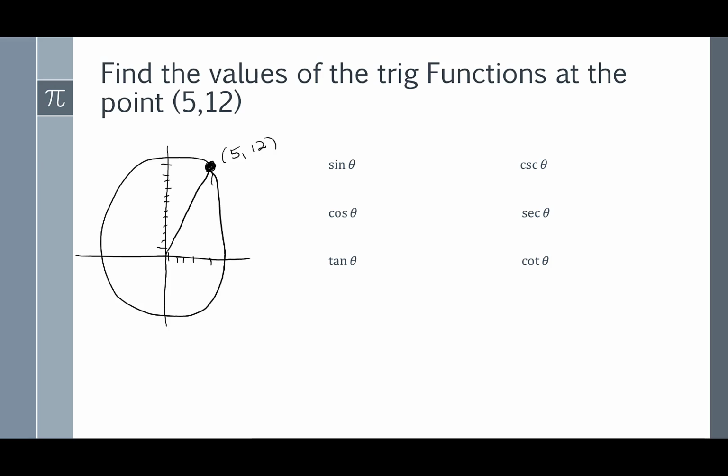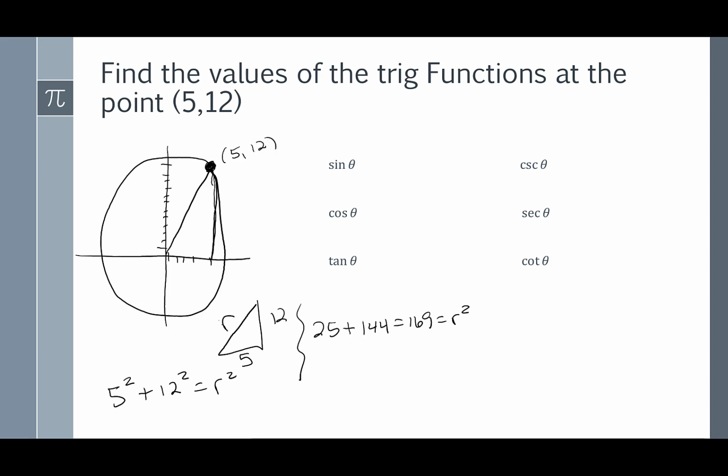So what you look at is, again, if I could draw well, I have a triangle. This is up 12, this is over 5. I don't know this r, so we're going to say 5 squared plus 12 squared is r squared. So the Pythagorean theorem comes up over and over again. So 5 squared is 25, 12 squared is 144. You add that together, you get 169. That's r squared. You take the square root, r is 13. So now I know this is 13.